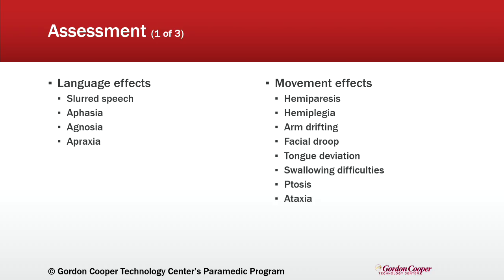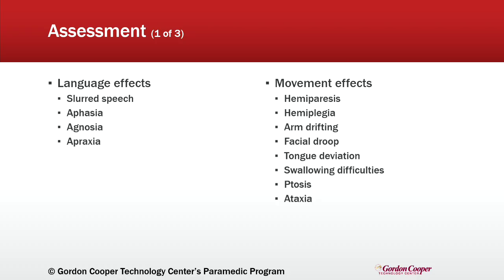They might have some movement issues such as hemiparesis, where there's paralysis on one side of the body, or hemiplegia, where there's complete paralysis. Hemiparesis is weakness on one side. Hemiplegia is paralysis on one side. It's easy to get them mixed up, so you've got to kind of keep them straight. But either one is a significant finding.